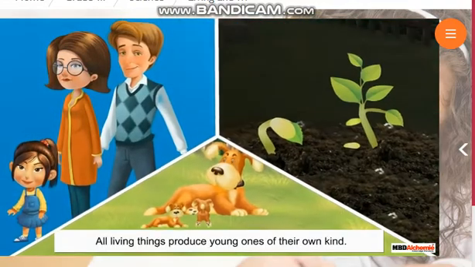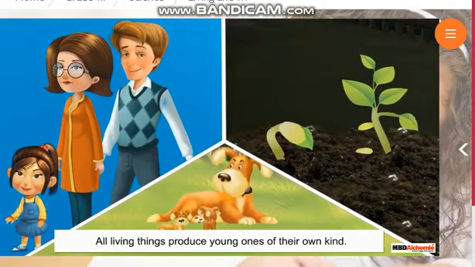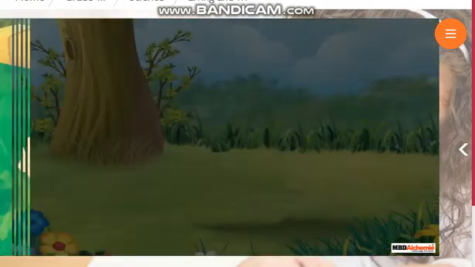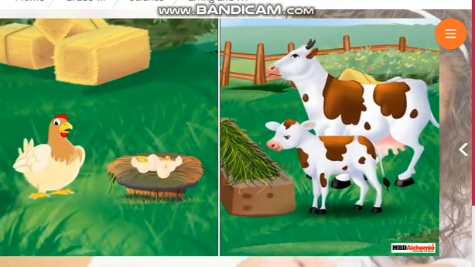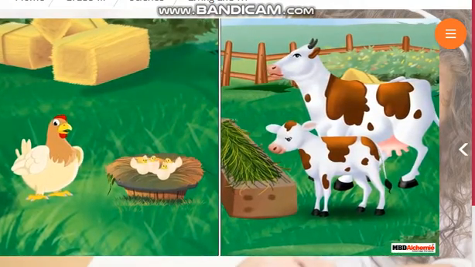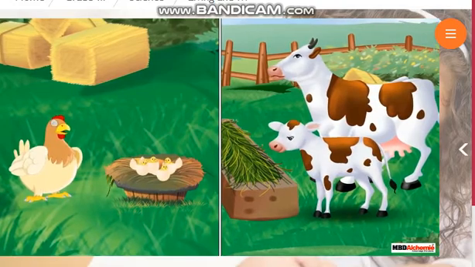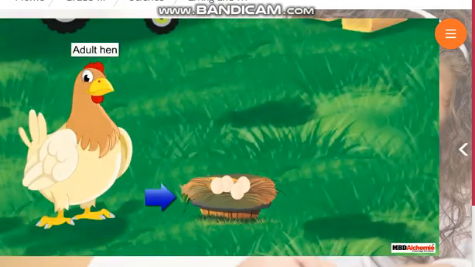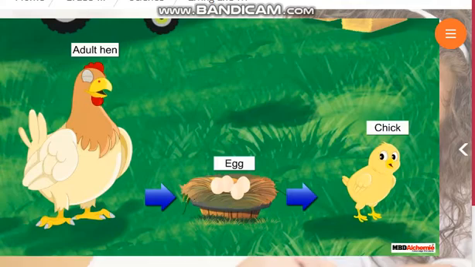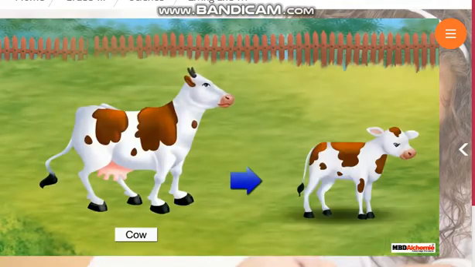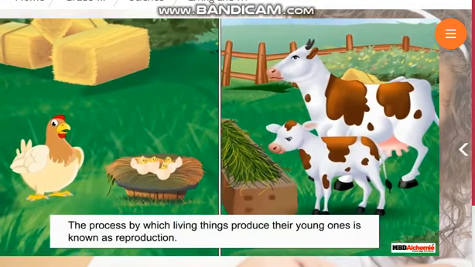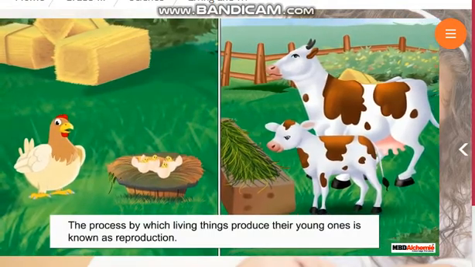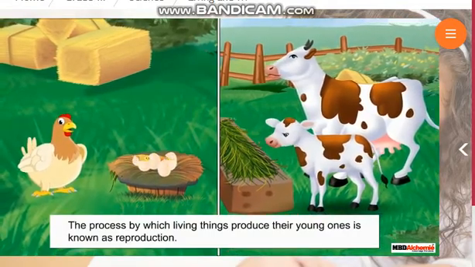All living things produce young ones of their own kind. Animals can produce young ones either by laying eggs or giving birth to a new animal. For example, a hen lays eggs, while a cow gives birth to its calves. The process by which living things produce their young ones is known as reproduction.